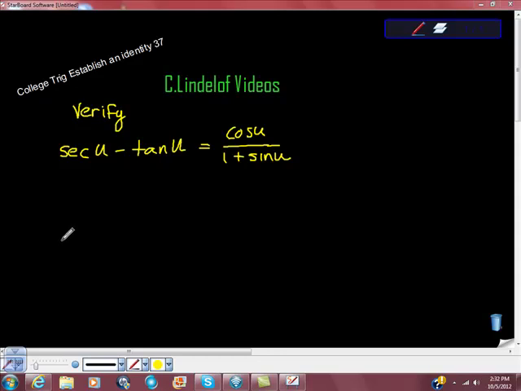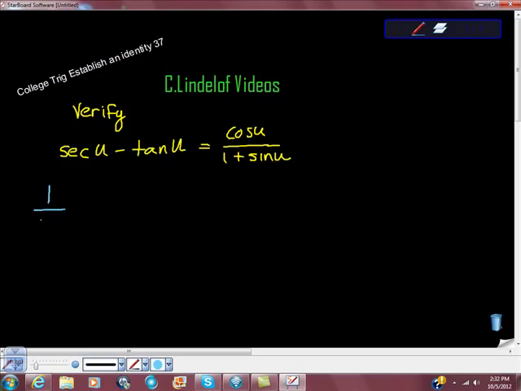So, college trig, establishing identity number 37. Verify that secant u minus tan u is actually equal to cosine u over 1 plus sine u. Remember that when we do this, we can only manipulate the left-hand side, so we have to leave the right-hand side all alone.